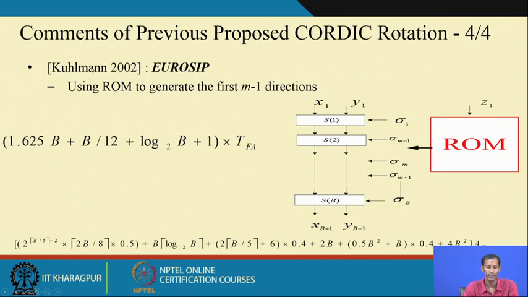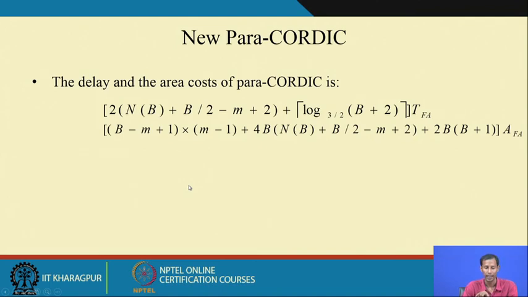Okay. Then again in 2002, this ROM-based approach, that means the corresponding iteration signs have also been stored in the ROM, and then again used for each of the iterations, and this is the corresponding delay and this is the area for this.